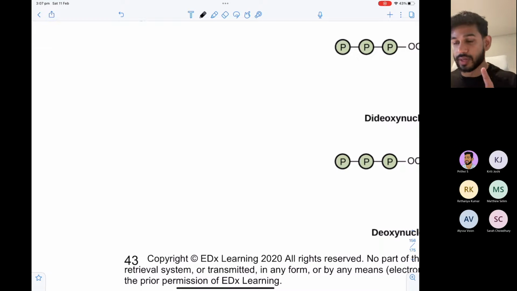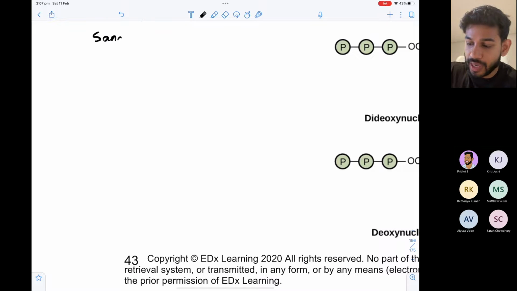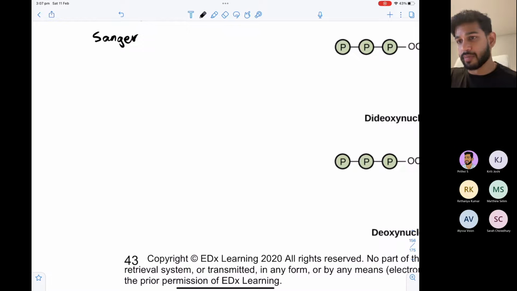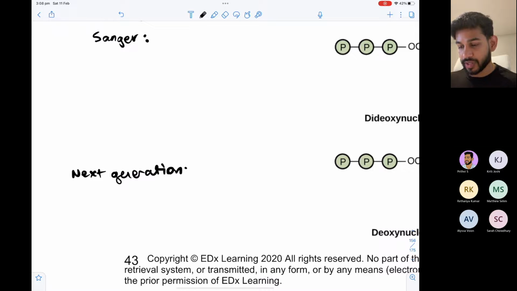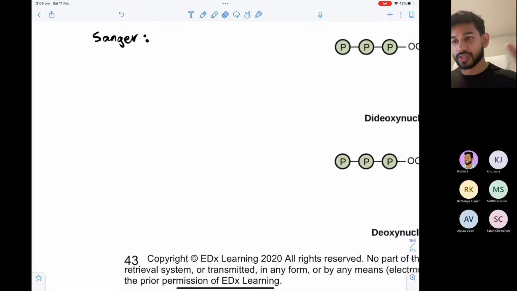This is not the only method. In fact, the method that I'm about to teach you, named after a scientist by the name of Fred Sanger, is an old type of sequencing. Now we have what's called next gen or next generation DNA sequencing. And that uses much more complex technology. We're not going to talk about that. Just know there's Sanger sequencing and next generation DNA sequencing. I'm going to take you through Sanger sequencing very quickly.